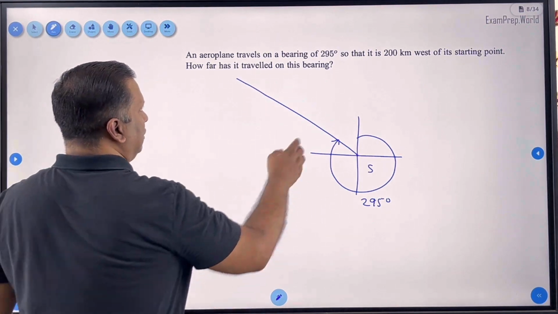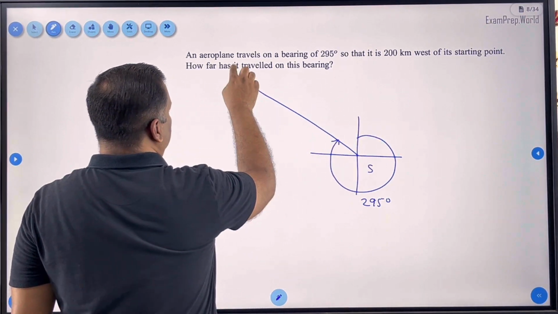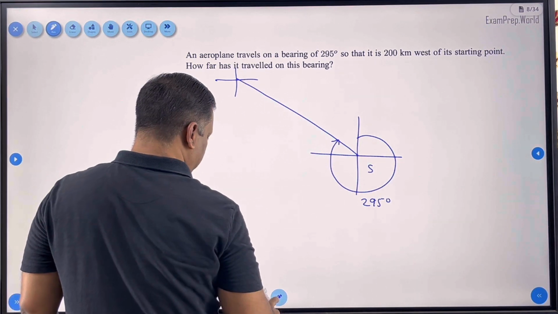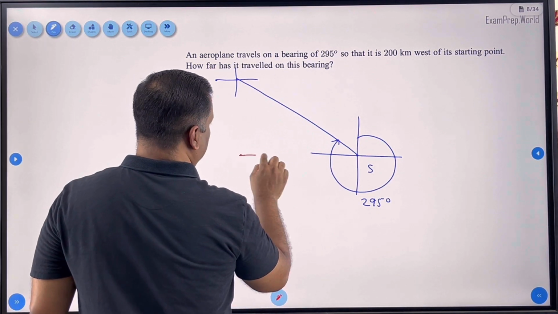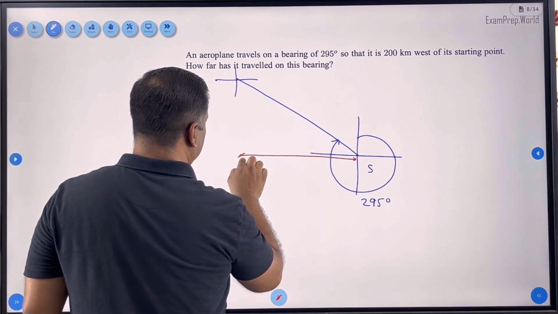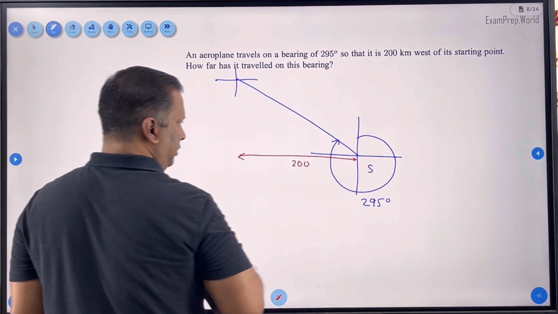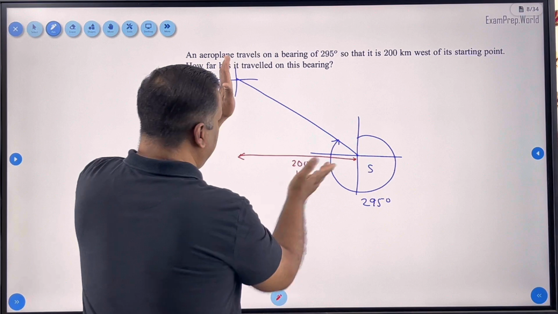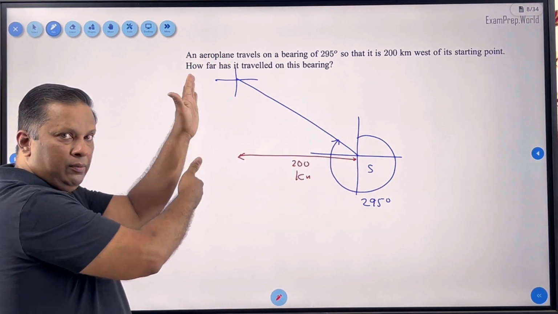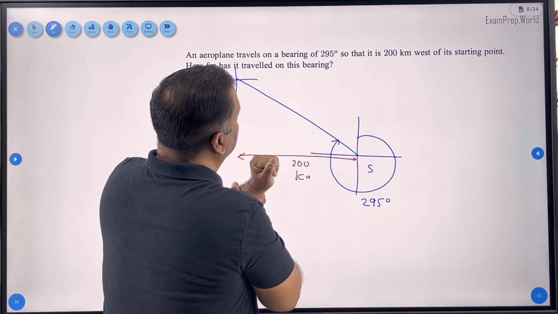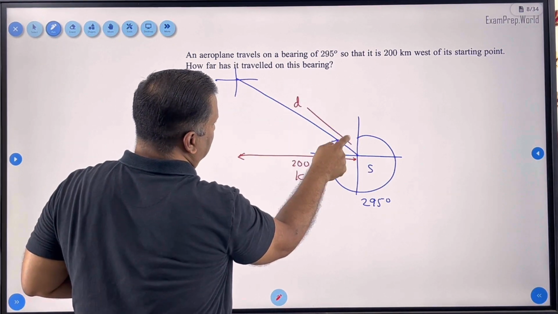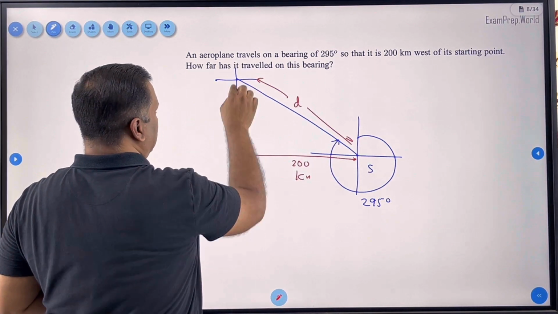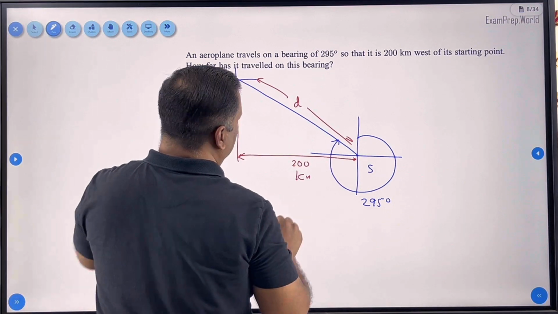How much did it travel? 200 kilometers west of the starting point. I'll use another color to explain this. This distance is 200 kilometers west. This point is 200 kilometers west of the starting point. How far did it travel? Once again, we have to calculate this distance. So join this.